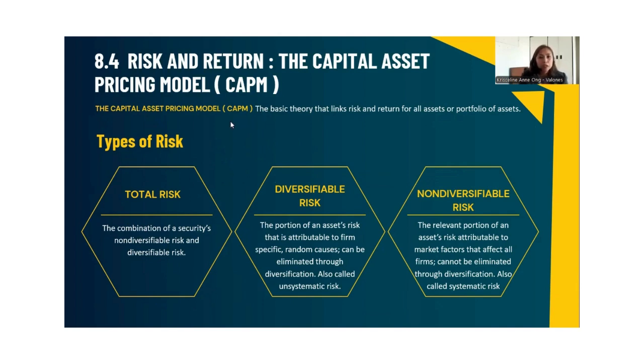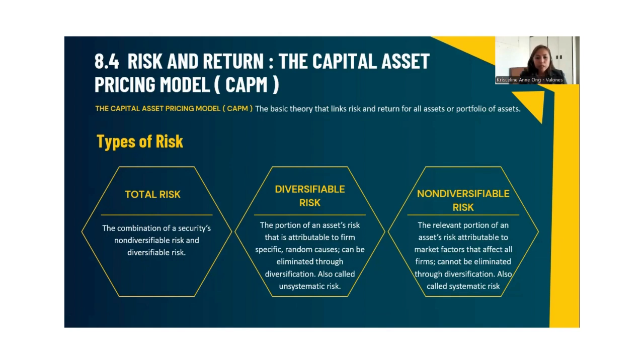Let's talk about the capital asset pricing model, the CAPM. The basic theory that links risk and return for all assets or portfolios of assets. Let's see the types of risk. Total risk is the combination of a security's non-diversifiable risk and diversifiable risk. So we have diversifiable risk.